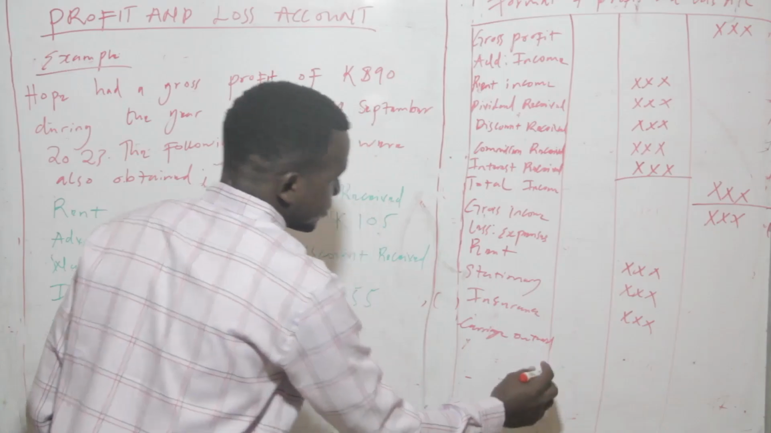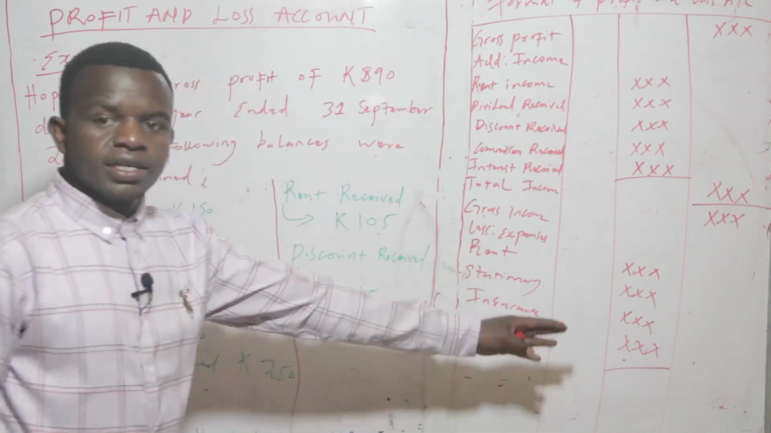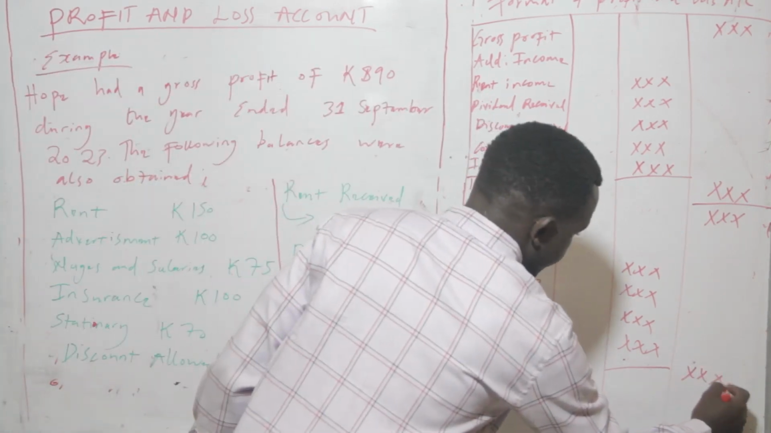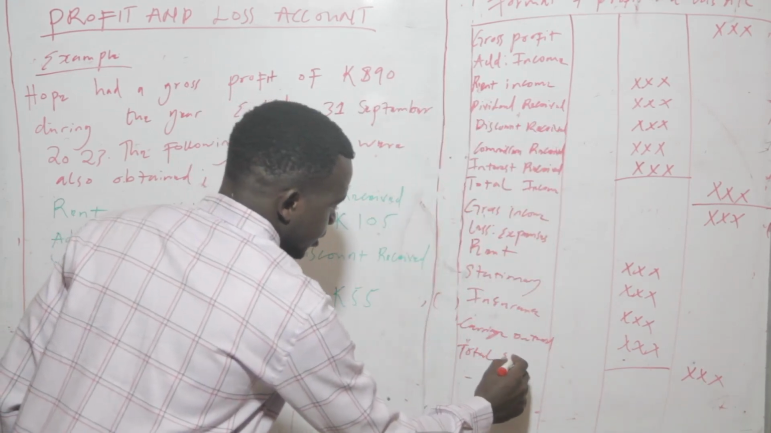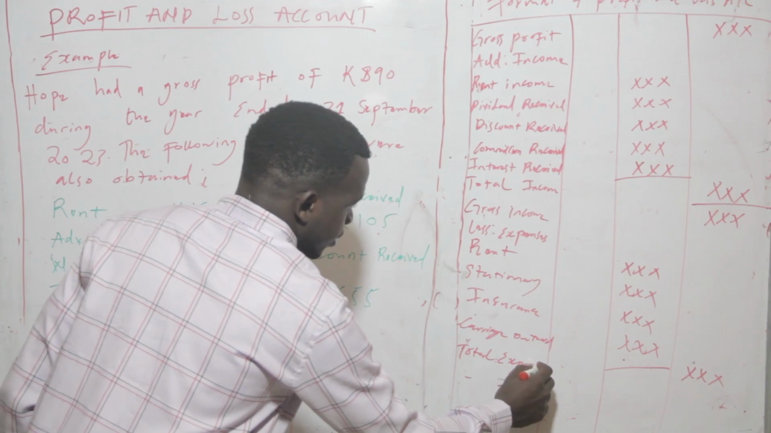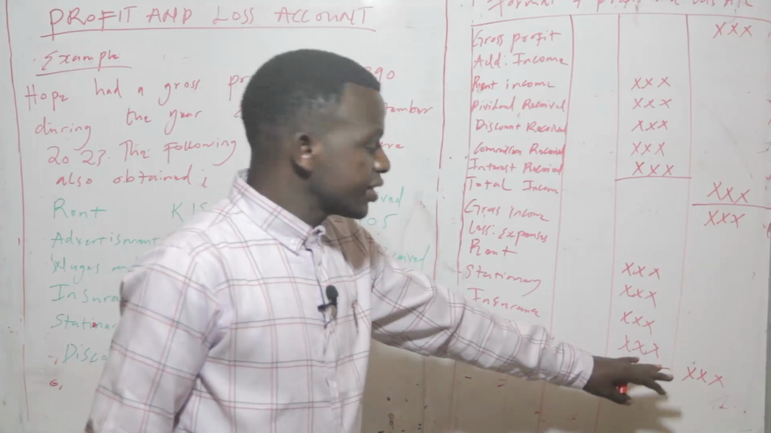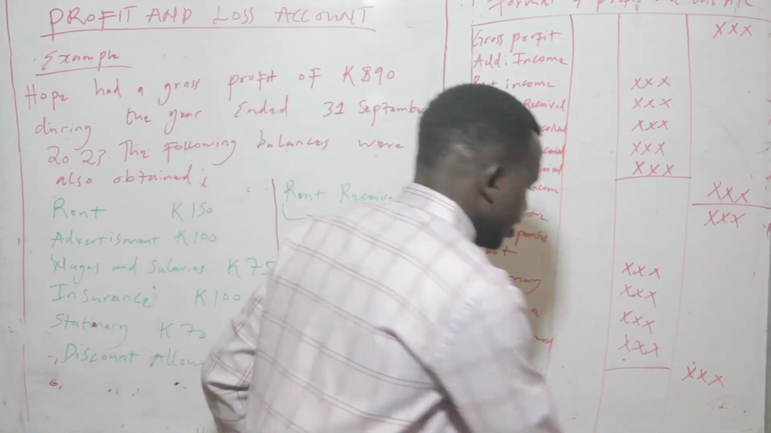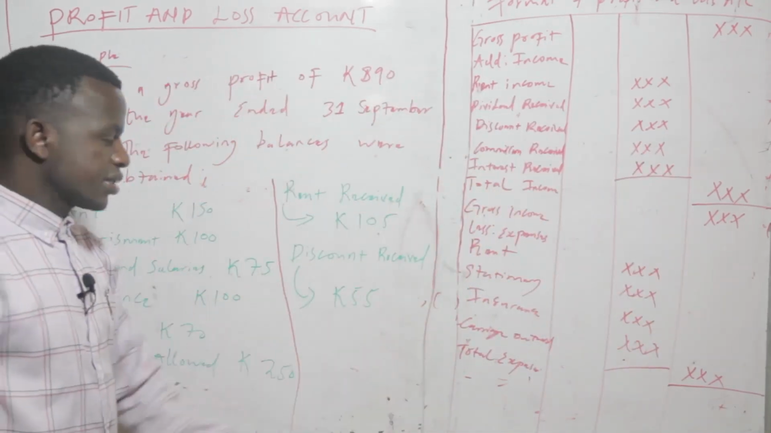And many more. There are a lot of expenses. So when we add these expenses that we are having, we're going to have total expenses. So we can say total expenses. Then since we have our total expenses, we can subtract the total expenses from gross income, and the answer that we're going to have is net profit or loss.